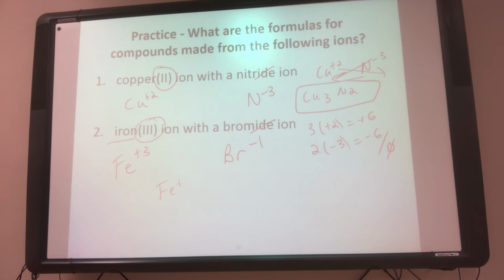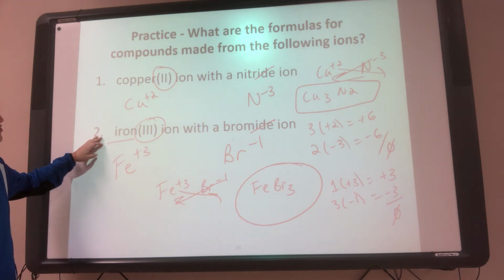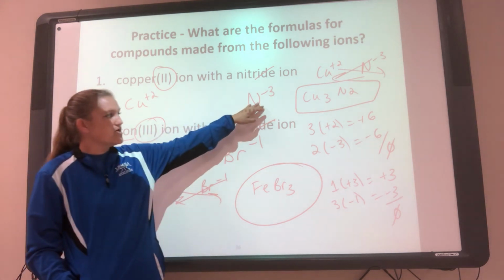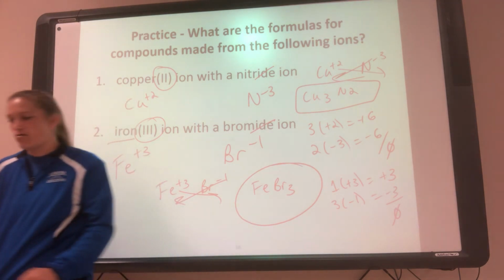Cross down. I get FeBr3. Can I reduce that? Nope. I do my check. I've got one Fe at a +3, gives me a total of a +3. I've got 3 Brs at a -1, gives me a -3, so neutral. So there's that one. So copper 2 ion with a nitride ion and iron 3 ion with a bromide ion gives me Cu3N2 and FeBr3.